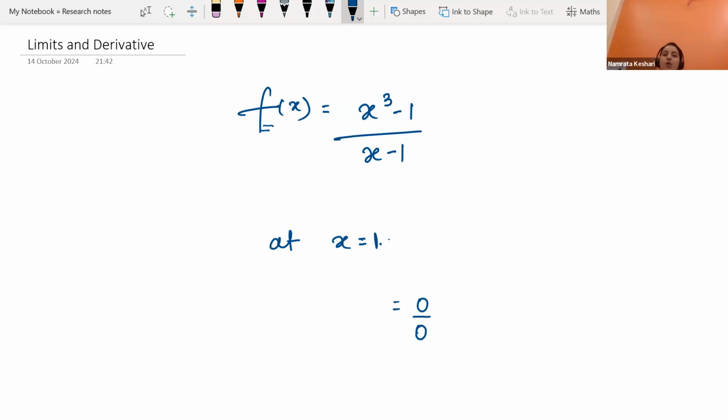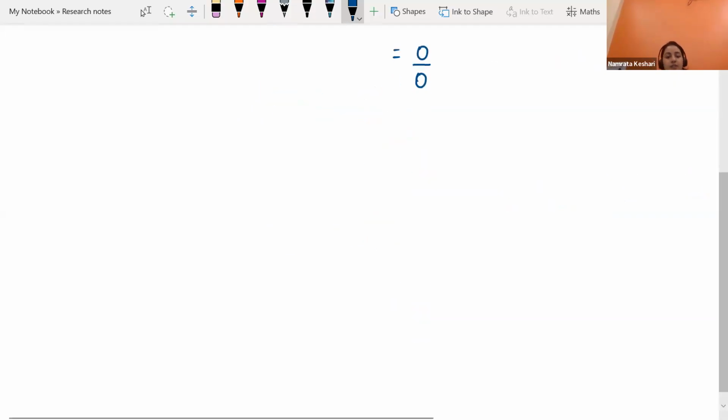If we cannot say what exactly the value is at x equals 1, what will be the output? Let's check nearer, closer to 1, how the function is behaving. Here suppose 1 is there. Closer to 1, from the left, from the right, how exactly the function is behaving. So let me take a few values. x, f of x.